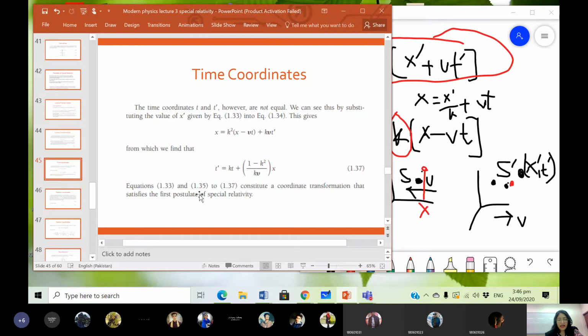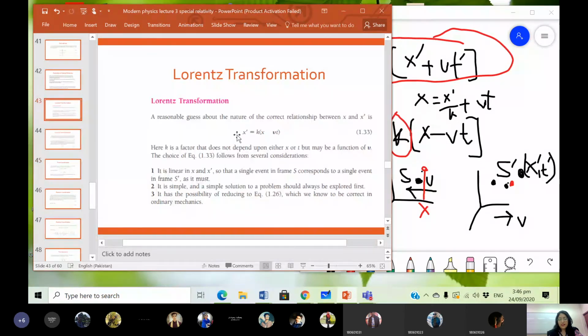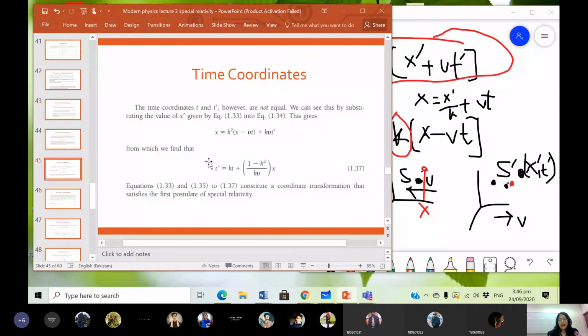Now, what do we have so far? We have this coordinate for x dash. We know that y dash will be equal to y, z dash will be equal to z, x dash is equal to this, and we know that t dash is equal to this. So we have some coordinate transformation a little bit. These coordinate transformations satisfy the postulate of special relativity.